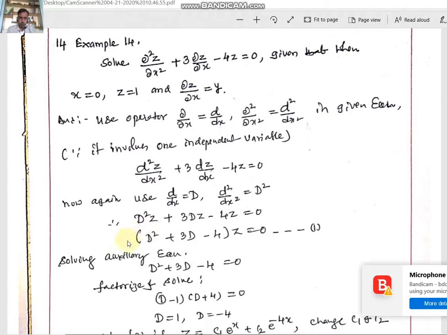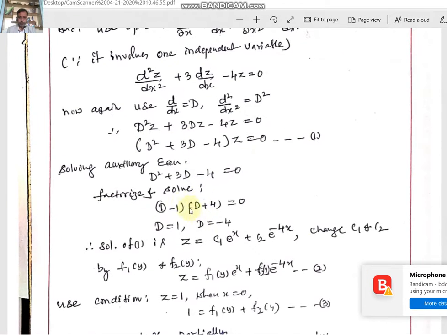So now we have to solve this one using the complementary function method. For that purpose, the auxiliary equation is D squared plus 3D minus 4 equals 0. Let us factorize this: (D minus 1)(D plus 4) equals 0. Then solving each term, D equals 1, D equals minus 4.